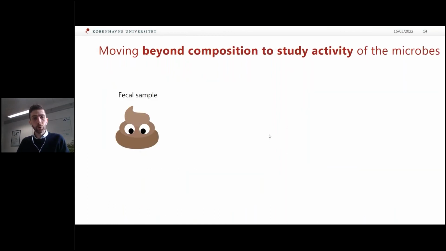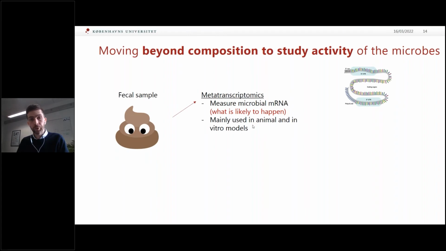So the field is currently moving beyond studying the composition and focusing more on studying the activity of the microbes. For this, we can use metatranscriptomics, which measures microbial mRNA, but also host mRNA in principle. But this is mainly used in animal and in vitro models, where you can very quickly take a sample and freeze it. The problem is that the half-life of mRNA is typically from seconds to 1 hour. So this mRNA is very rapidly degraded, and it's not really a suitable technique to use for fecal samples.